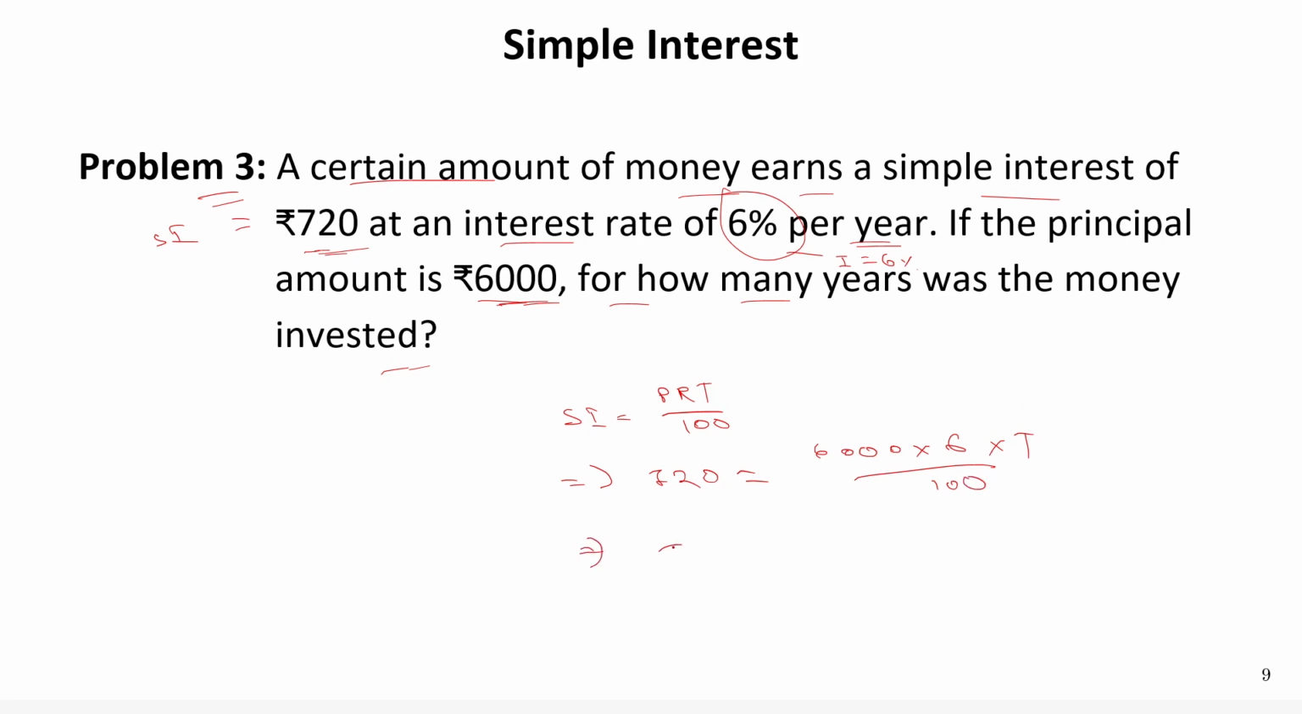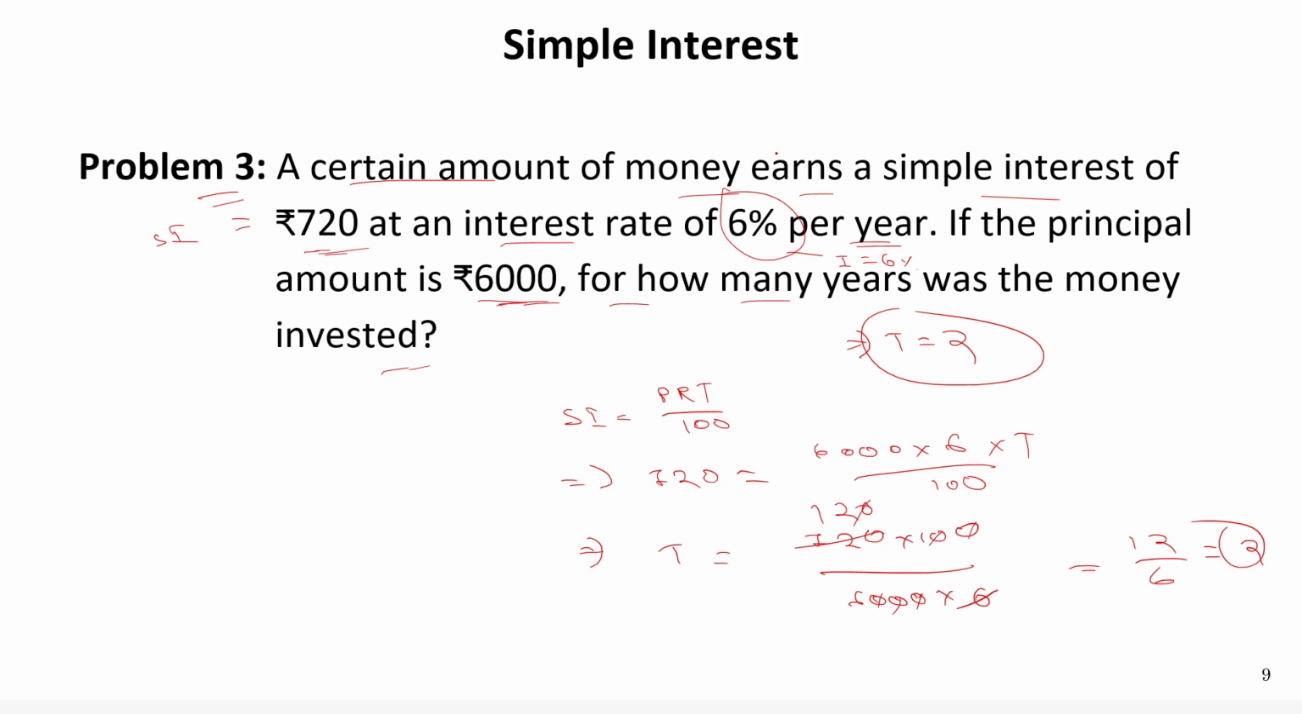So taking T to the left hand side, what we are left with is 720 into 100 by 6000 into 6. So it will be 120, right? By cutting the 0 out from the numerator and denominator, what we are left with is 12 by 6, which is equal to 2. So T must be equal to 2.